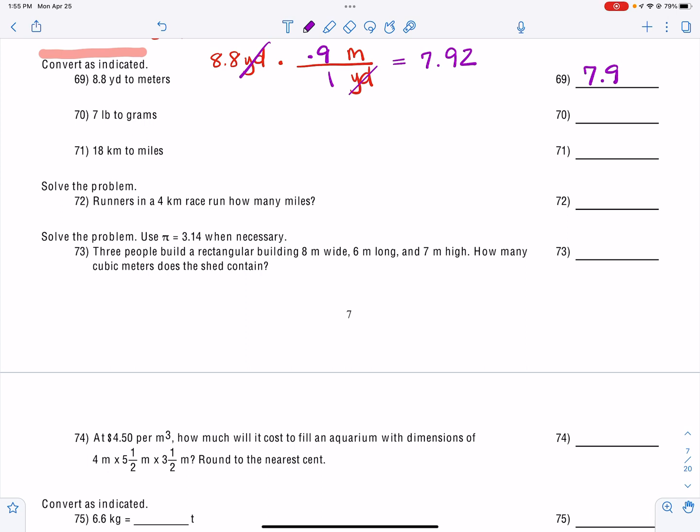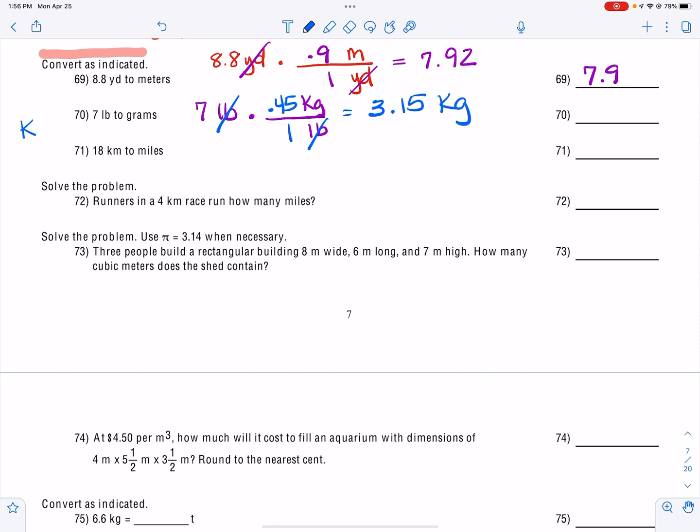Now we're going from pounds, so we have 7 pounds to grams, and the only conversion that I have is pounds to kilograms, okay? So I know from my conversion chart that 1 pound is equal to 0.45 kilograms. So that allows me to cross off that. 7 times 0.45 gives me 3.15 kilograms, but they want grams.